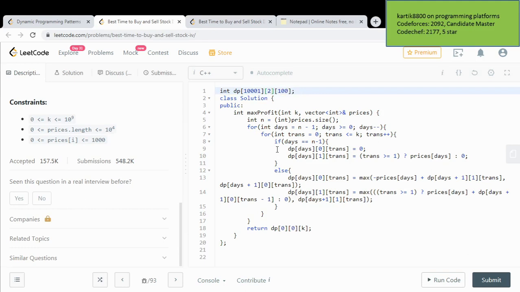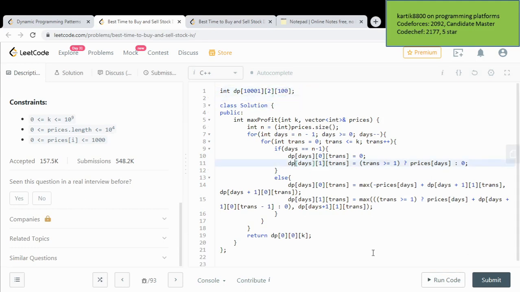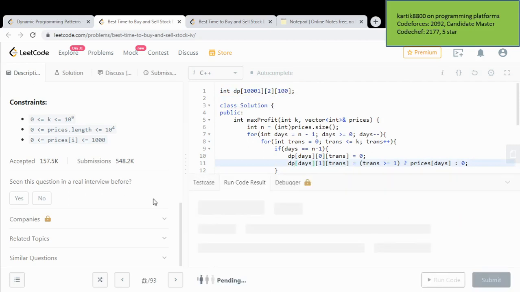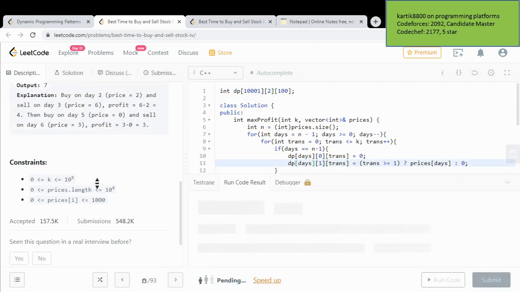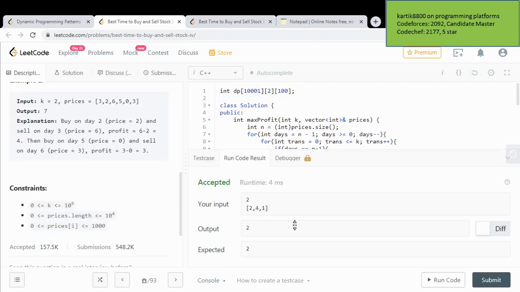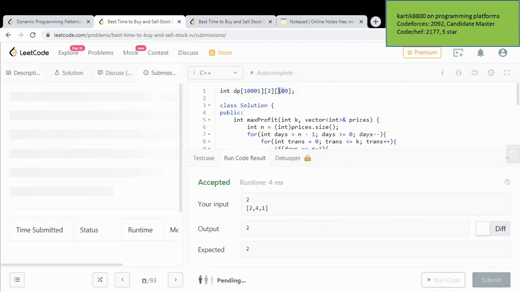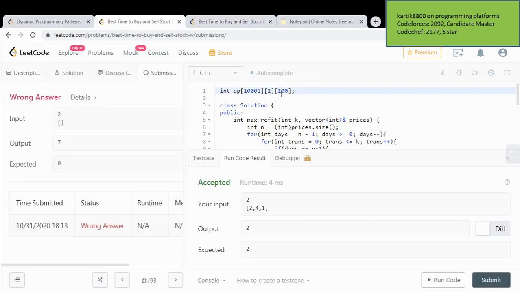Again, owning and not owning is only 2 dimensions, so I do not even care about it. Now, if I run it, it should probably give me the test. This test case should definitely pass, and it does pass. But if I submit, I'll get a segmentation fault because of this dimension. K is up to 10 power 9. This is not good. Cool, I did get what I was expecting.